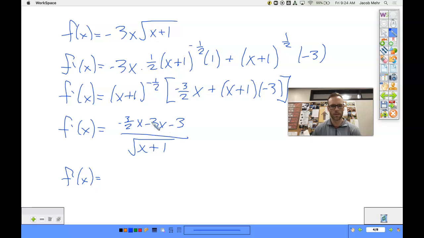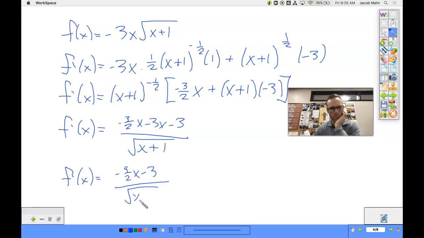So our derivative is what? 3 is 6/2. Negative 9/2, I believe. Negative 9/2 x minus 3. Oh, excuse me. Just double check this again. Negative 3/2 minus 3. 3 is 6/2. I think that looks good.